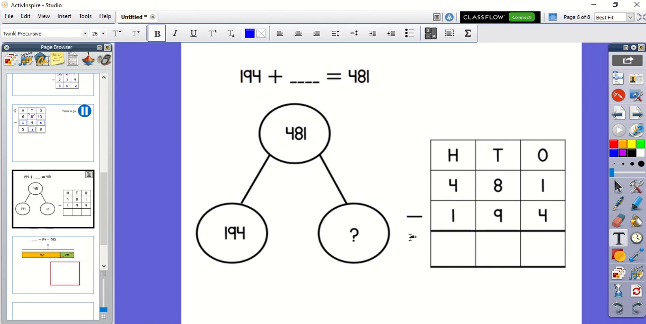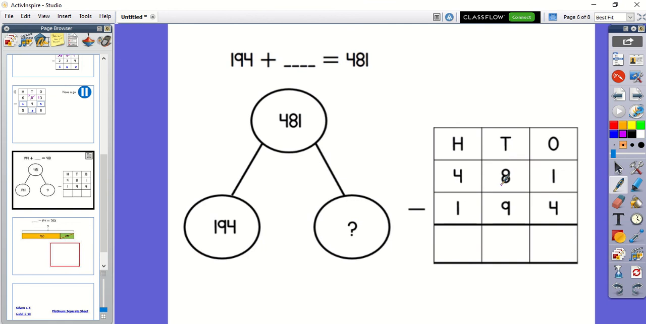And welcome back if you paused. So, let's see how you did. You will have noticed that we can't do 1 take away 4. So you will have borrowed a 10, which gives you 7, and given it to the 1s, which is now 11. 11 take away 4 is 7. 7 take away 9 we can't do. So you will have had to have borrowed 100.